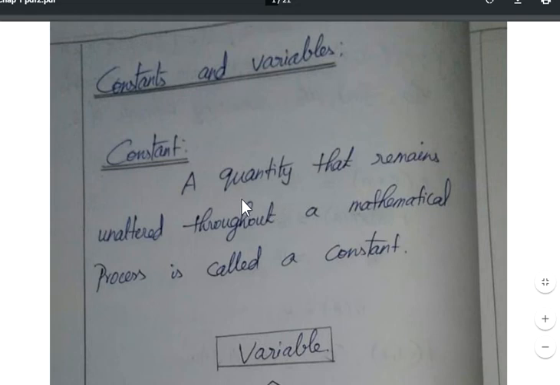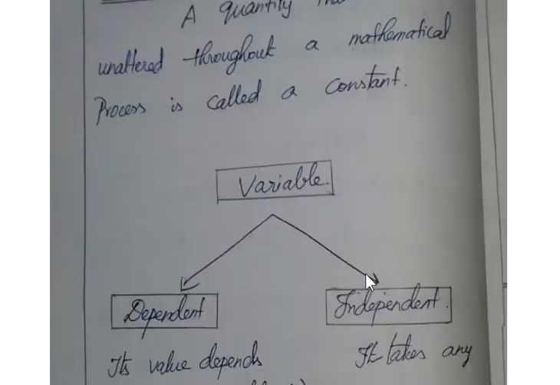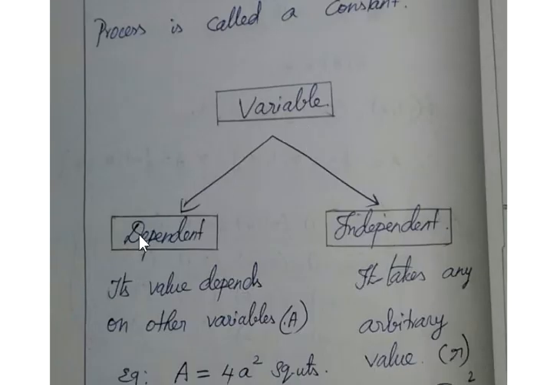Next one, constants and variables. Constant means it has a fixed value. The number 2 is 2 for all mathematical processes. So a quantity that remains unaltered throughout a mathematical process is called a constant. Variable: normally we say x is a variable, y is a variable, because it takes different values in different problems. There are two types of variables, dependent variable and independent variable.